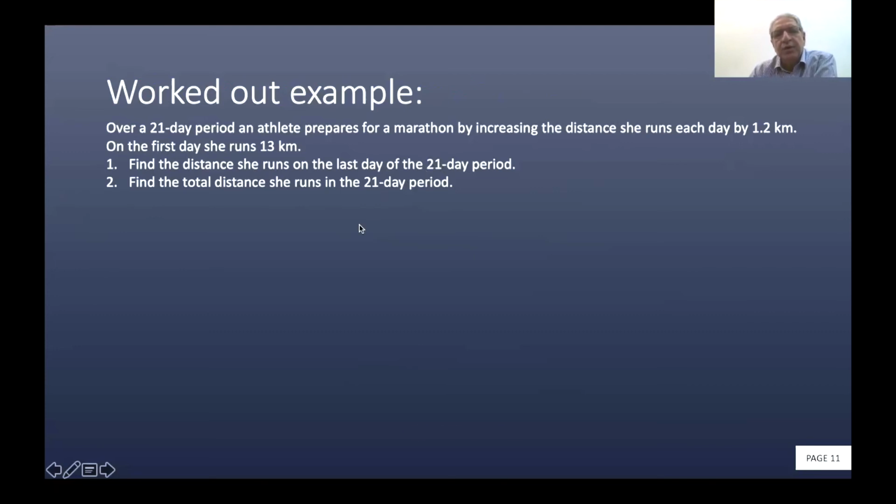Therefore, U21 is unknown. You know, the Un formula is this. Therefore, U21 will be a is 13, plus n, which is 21 minus 1, times 1.2. Just calculate this. You are going to get 37. Therefore, on the last day of her practice, she is going to run 37 kilometers.